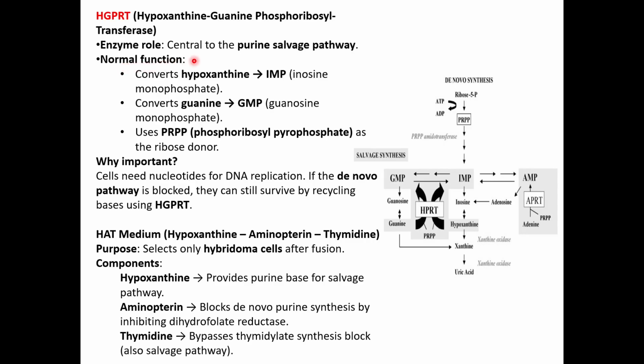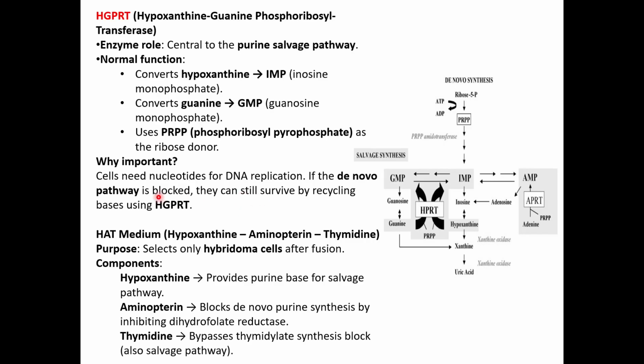So the normal function of this enzyme is to convert hypoxanthine into IMP, that is inosine monophosphate, and then convert guanine to GMP, and it uses PRPP as the ribose donor. So why this is important is the cells need nucleotides for DNA replication, and if the de novo pathway is blocked, they can still survive by recycling using HGPRT. So you have two basic methods.